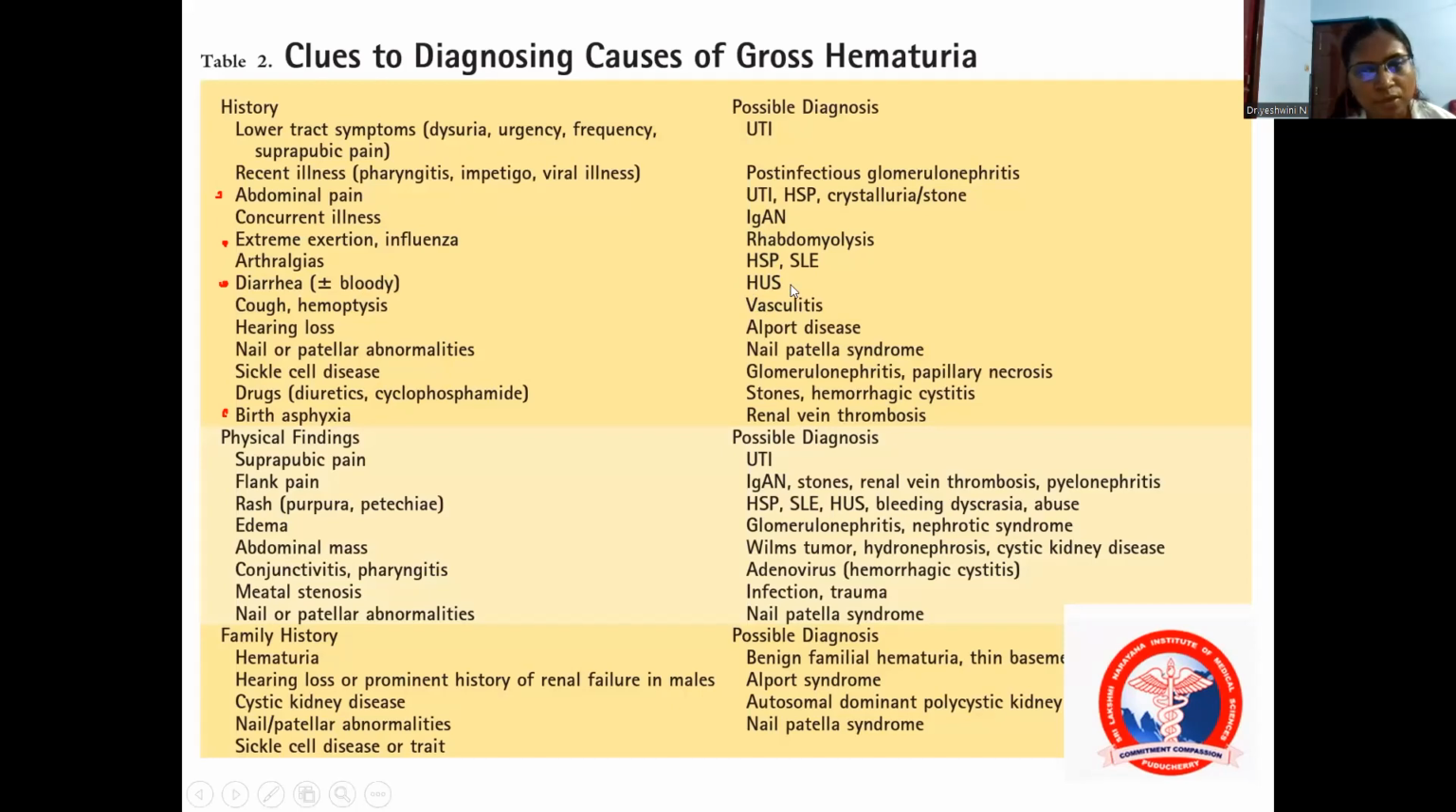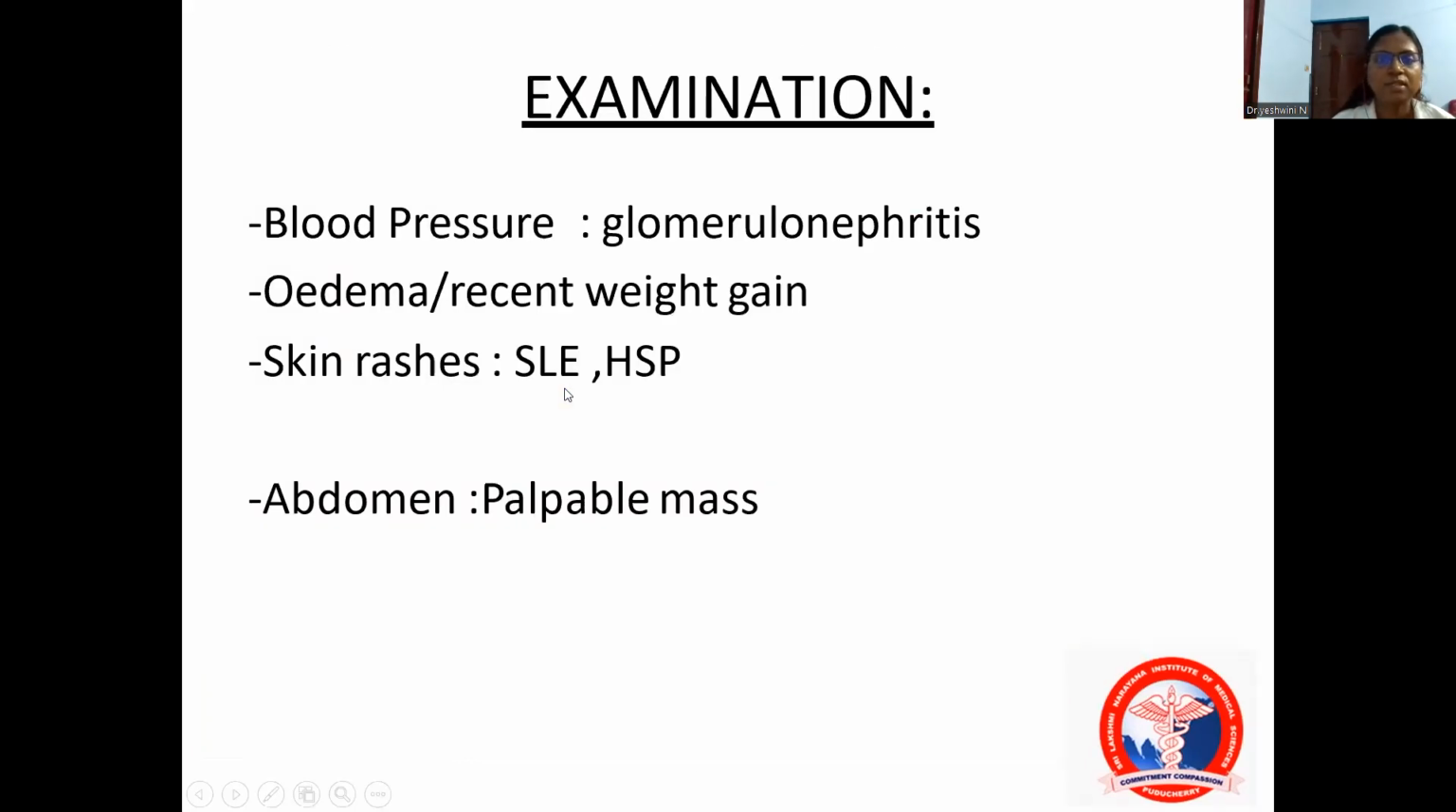What is hemolytic uremic syndrome? The term itself tells you: microangiopathic hemolytic anemia will be there, uremia will be there, and then thrombocytopenia will be there. That is HUS. Everything we have done. If there is anything to be told, I'll do it. We'll proceed to the next.